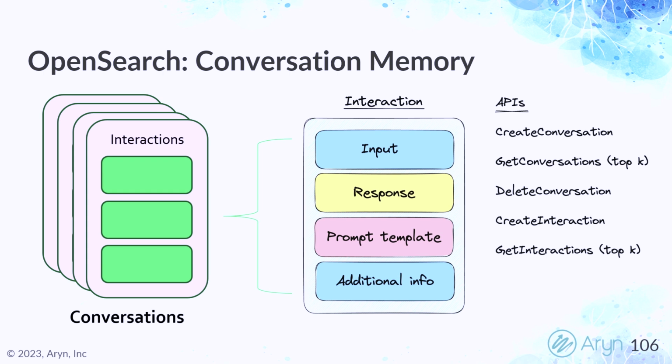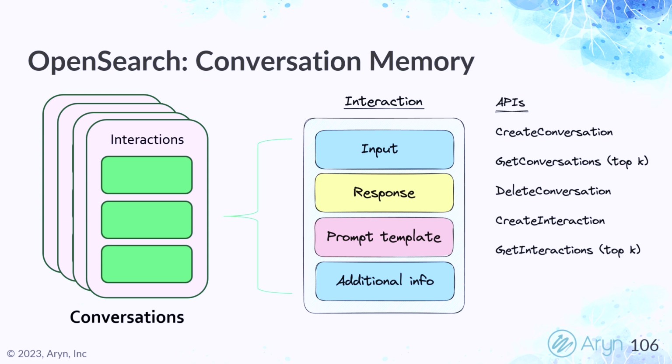So what does conversational memory look like? Well, exactly what you would expect. We keep track of a number of conversations. All of this itself is actually implemented with an index inside of OpenSearch, so it's scalable, fault tolerant, reliable, and available, and so on. So these conversations are basically a collection. Each conversation is a collection of interactions.